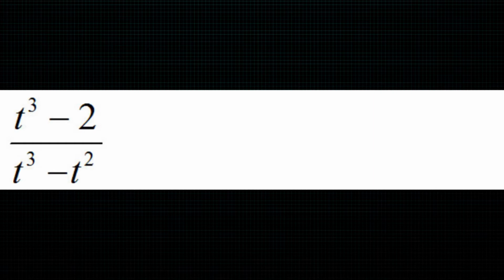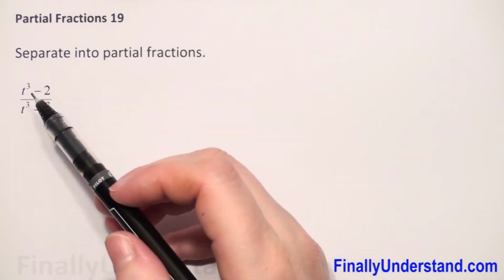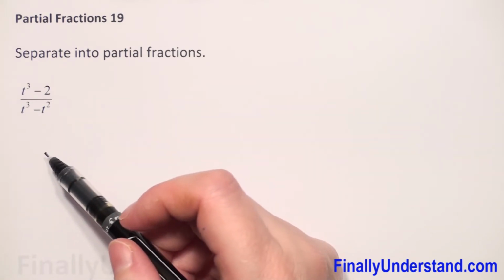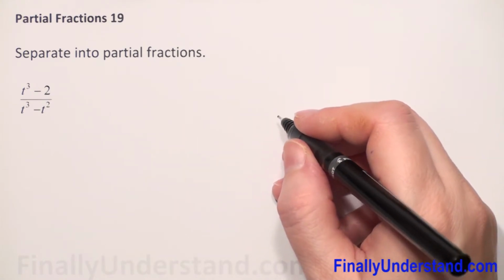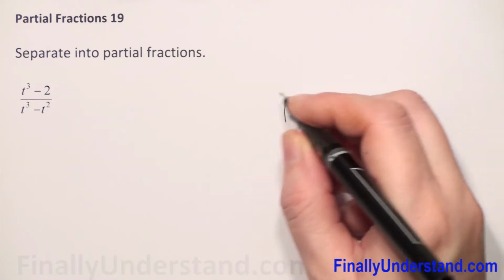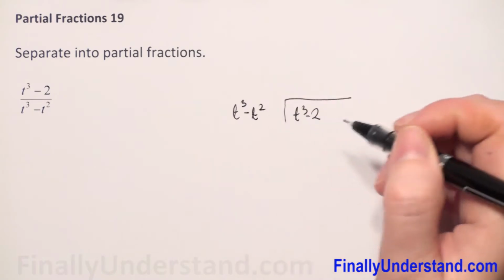We have a given rational fraction and we have to rewrite this fraction as a sum of partial fractions. How do we do this? First we have to check the power of the numerator and denominator. In this example we have t to the third power in both, so it means first we have to do long division. So our dividend is t cubed minus 2 and the divisor is t cubed minus t squared.